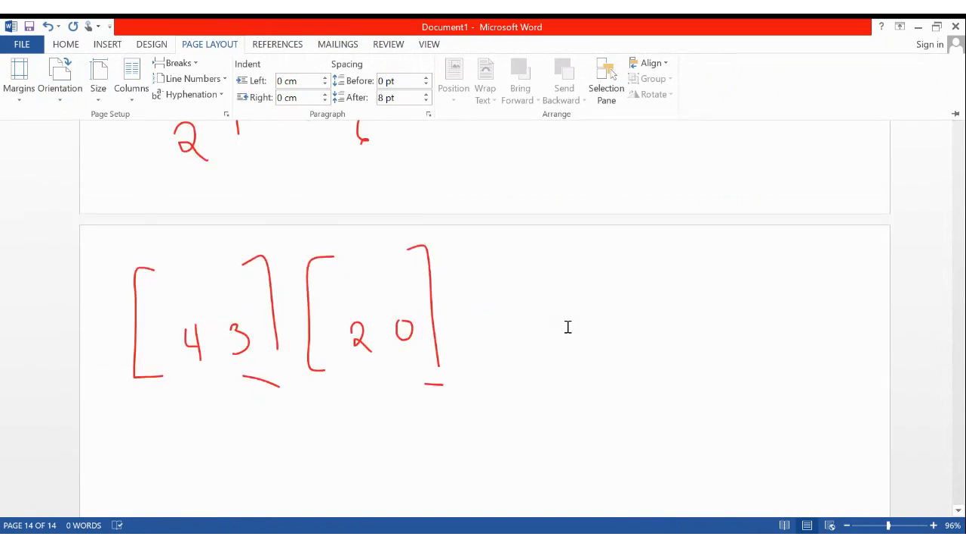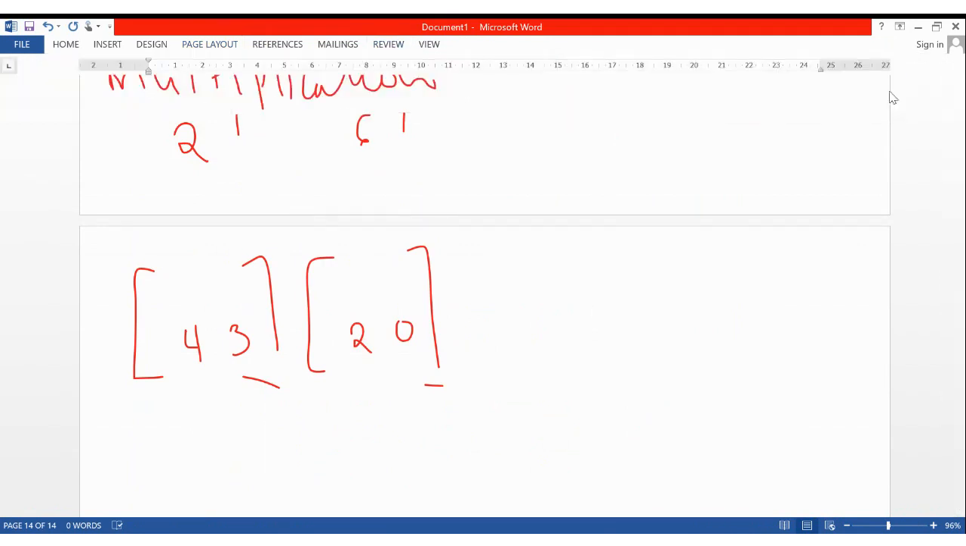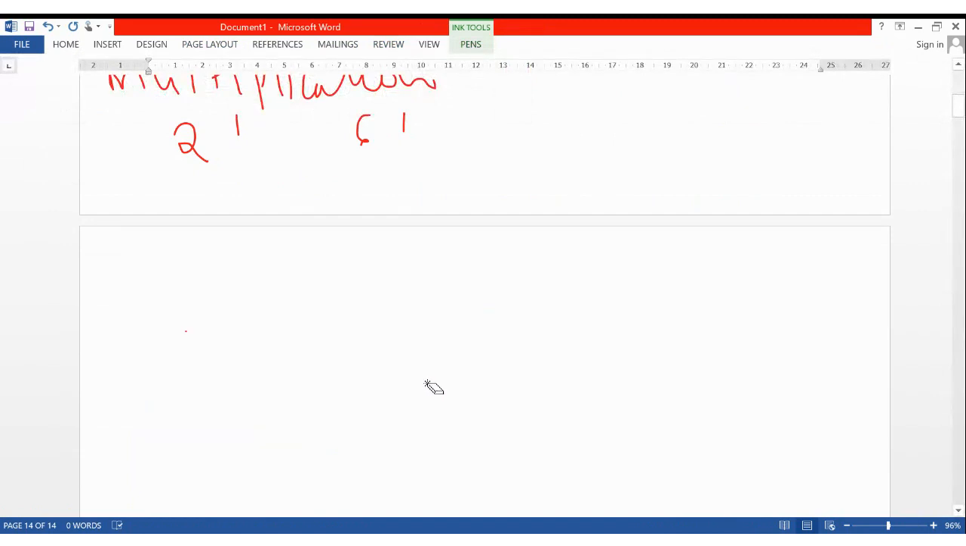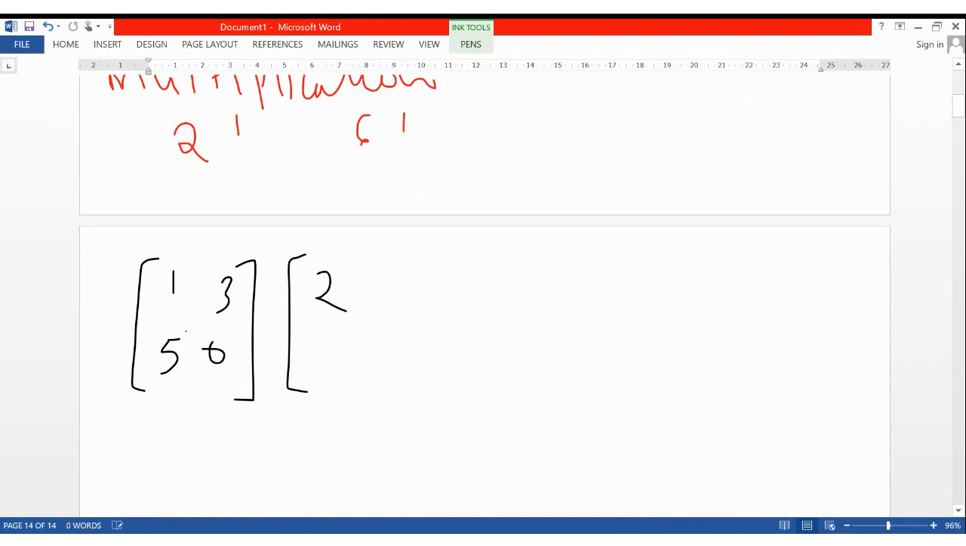So this one again, I'll have to repeat. Let me give you an example. Let's say we have 1, 3, 5, and 0. We multiply with 2, 4, 6, and let's say 7. This one is a 2x2. Basically, the two matrices are possible to multiply because they're identical. There's no problem there. And the final answer we should still expect is a 2x2 matrix.